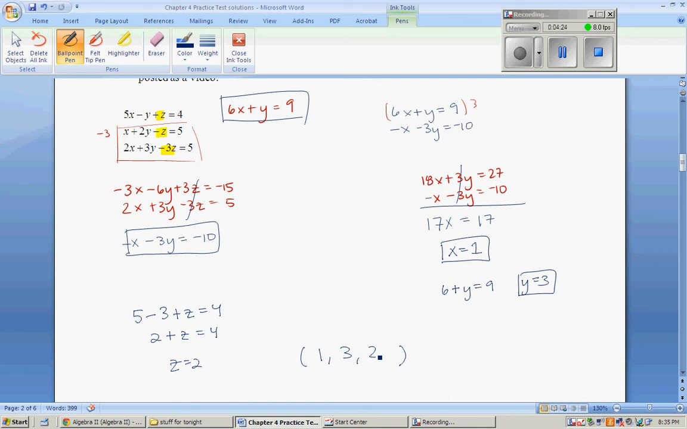I would suggest putting it into the rref function of your calculator before doing it so you can catch any mistakes that show up. Good luck, and I will see you in class.